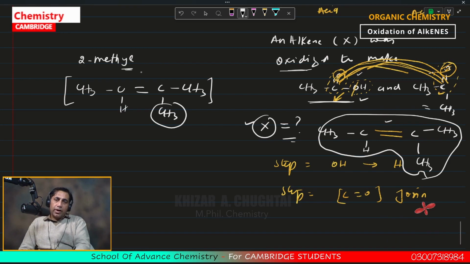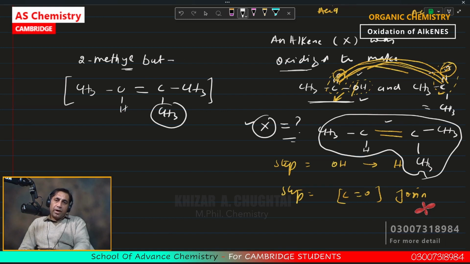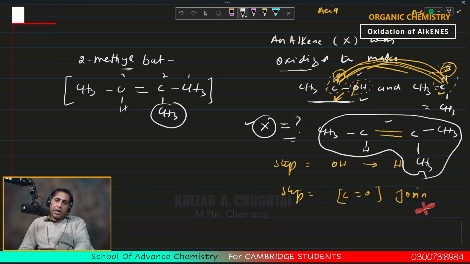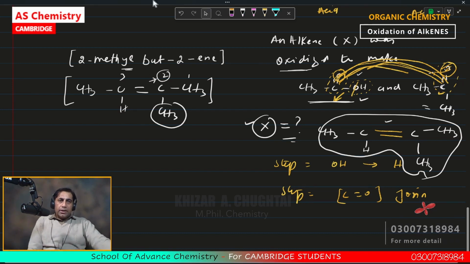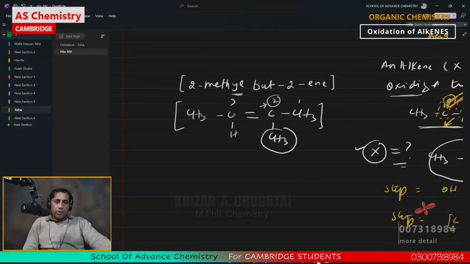In case of a branch, you will write yl with it. 2 methyl, how many carbons are in the longest chain? 4. It's but. And one carbon-carbon double bond, so we will write its position. What is the position of the double bond? Good, second. Because it's lying between 2 and 3, the smaller number will be the position of the double bond. Butene, ene for double bond. So that is the name of this compound, and that's all about this oxidation.